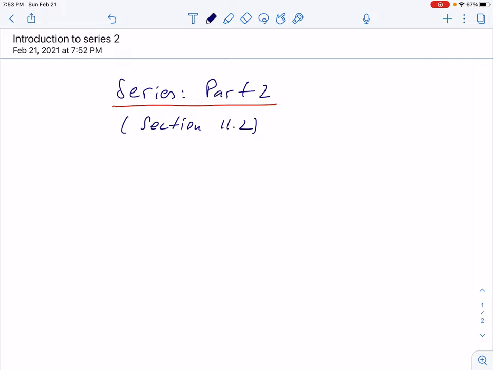Now we continue with our study of infinite series. In part one, we discussed geometric series, and now we will study general series. Here is the definition.